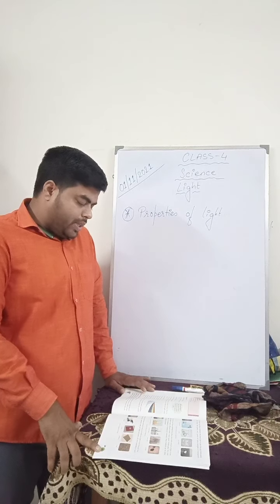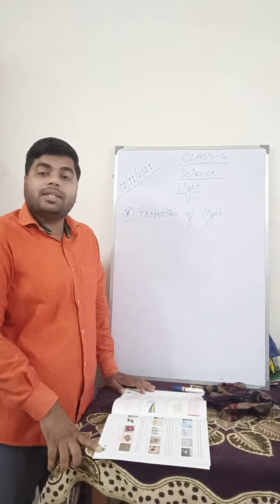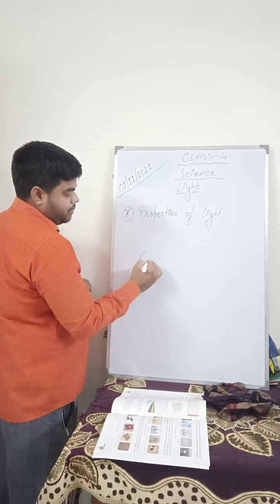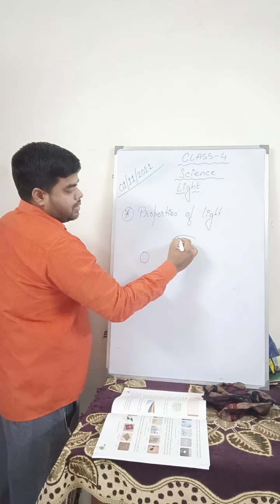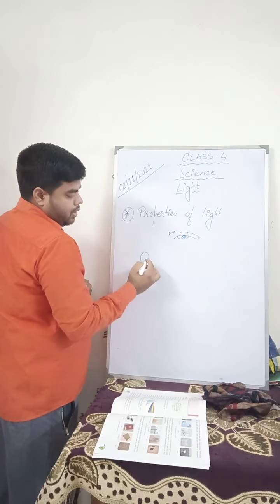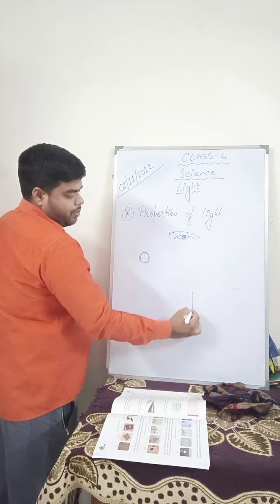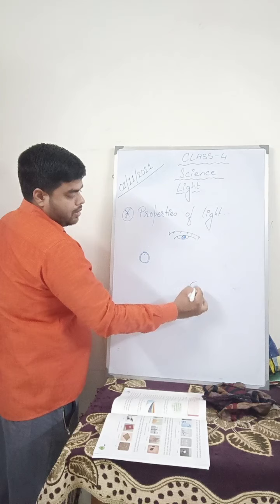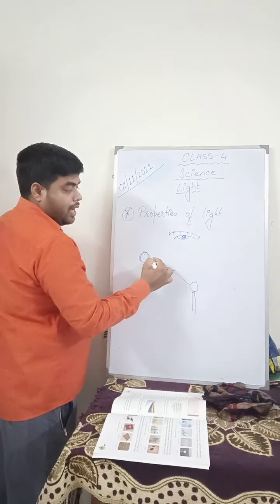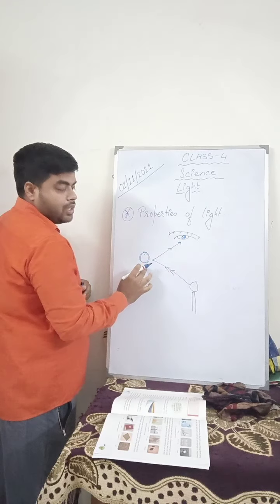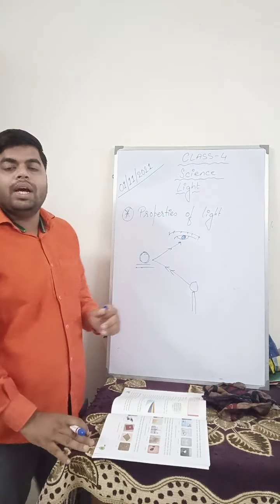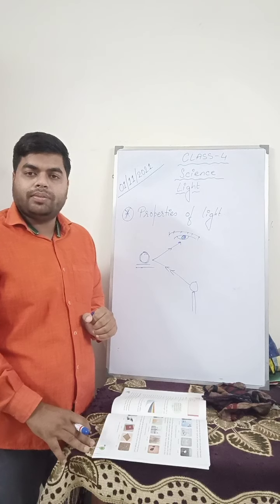Objects become visible to us when the reflected light rays reach our eyes. Suppose this is an object and here you have your eyes. If I take this as a candle, light falls on the object and the light that is reflected has to reach the eye, then only you will be able to see the object. Otherwise you will not be able to see the object.